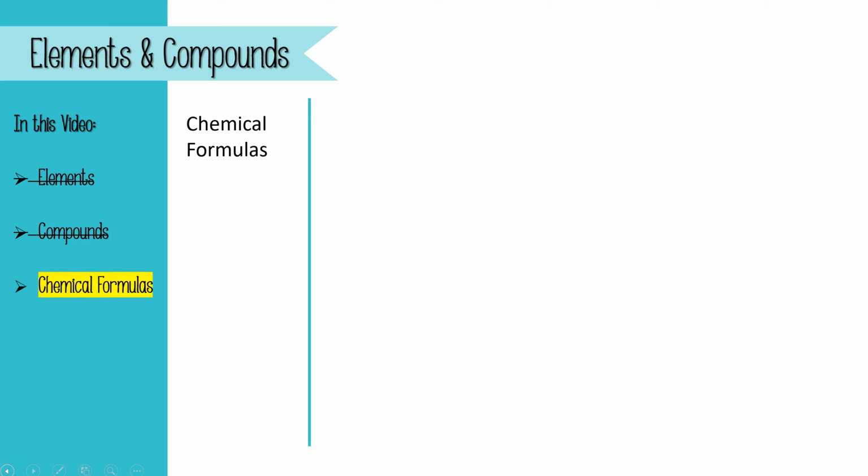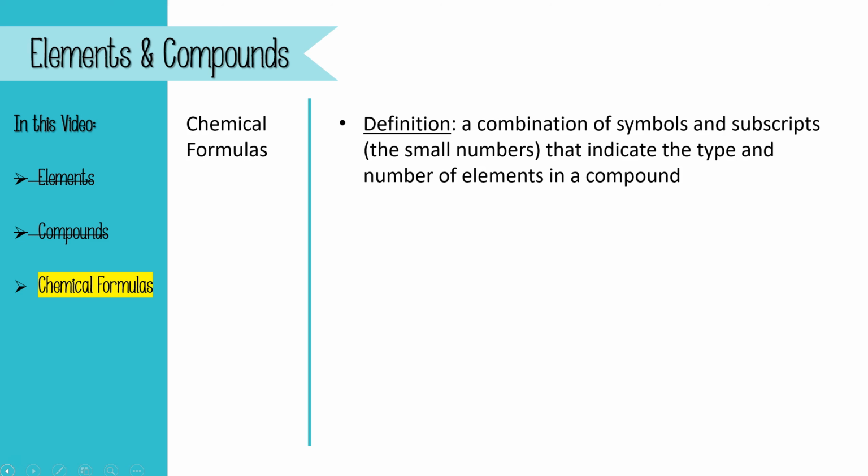There are a couple of things that we want to keep in mind when we're writing the symbols for compounds. These are called chemical formulas, and they're the combination of the symbols and the subscripts, the small numbers, that indicate the type and number of elements in a compound. So the element symbols tell us what elements are in the compound, and the subscripts tell us how many of each element we have. So for example, CuO, one copper and one oxygen. If we just have one of an element, we don't bother writing the subscript.